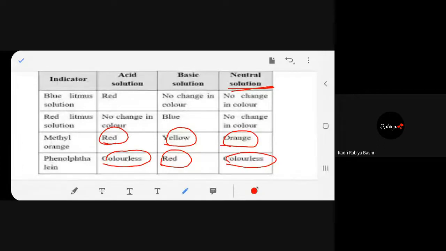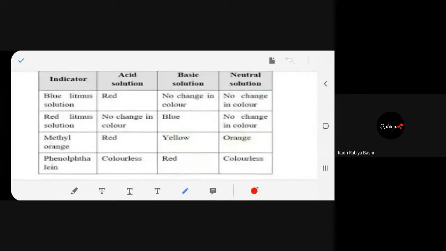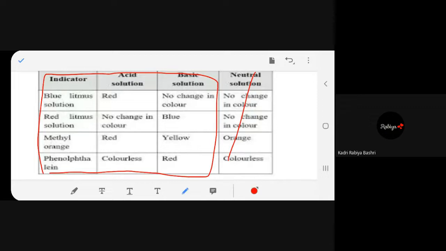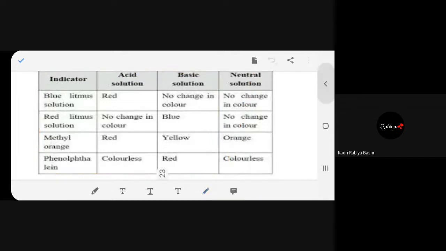Don't get confused. You may not take this, leave this, but this is important. Is it understandable? If you understand it in tablet form, you don't have to learn everything. In short, you can learn everything.